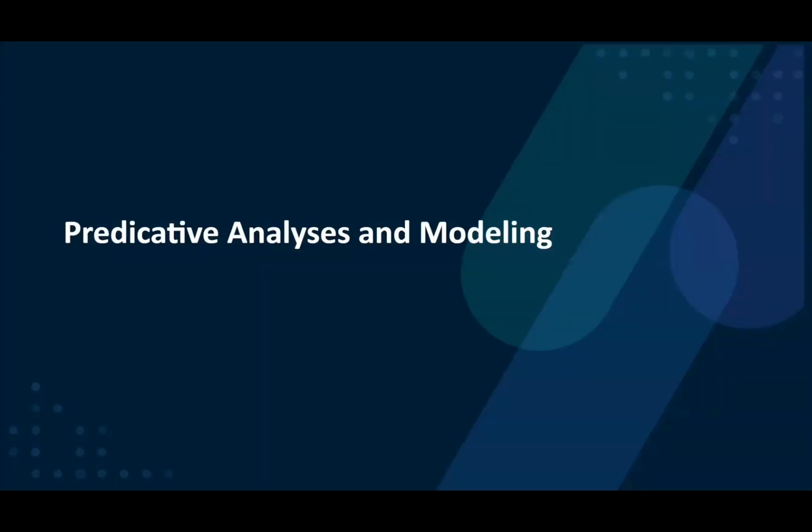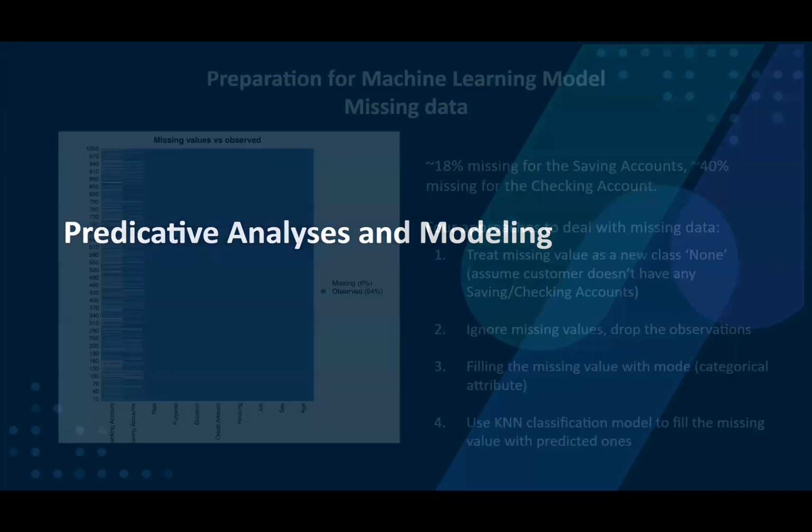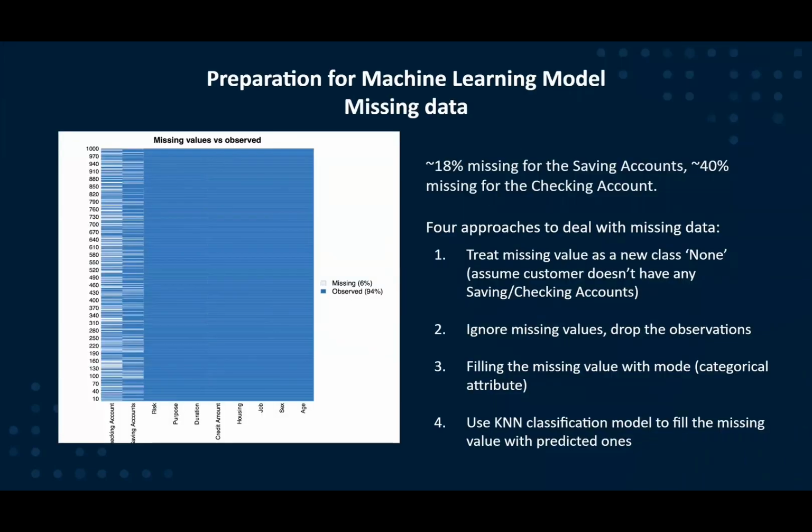After exploratory data analysis and statistical testing, we proceed to predictive analysis and modeling for this data set. The first step is to deal with the missing data. We have a big chunk of missing data for both checking accounts and saving accounts attributes. And there are generally 4 approaches to deal with missing data.